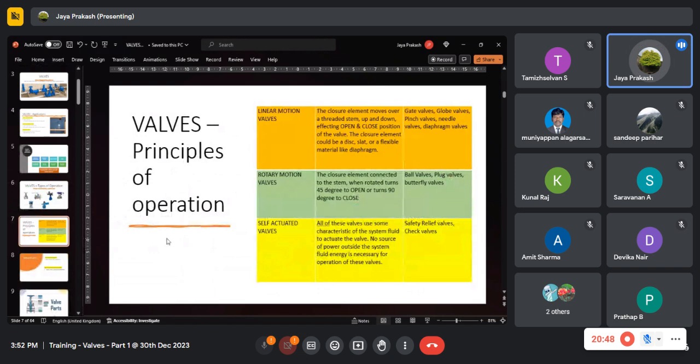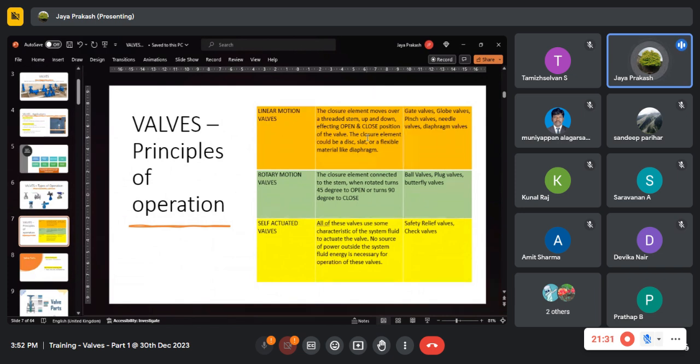And principles of operation. There are three main principles of operation. One is linear motion valves, second is rotary motion, and third is self-actuated valves. In linear motion valves, the closure element moves over a threaded stem up and down. The closure element is a disc or any other closing element, and it will move up and down. That is linear motion.